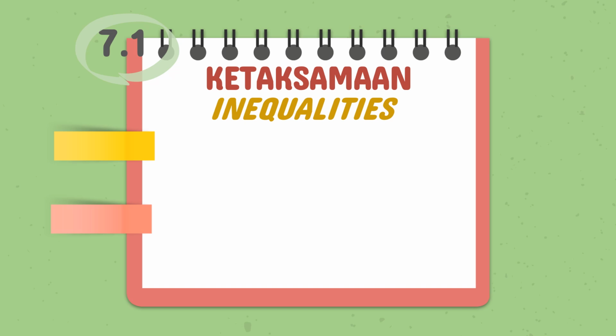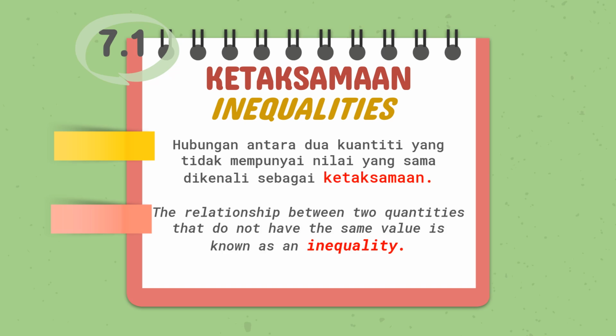Alright, so 7.1 inequalities. So here is the definition of the inequalities. Okay, what is inequalities? Inequalities means the relationship between two quantities that do not have the same value. So if you have two quantities that don't have the same value, it is known as inequality. So let us take a look at the example given.